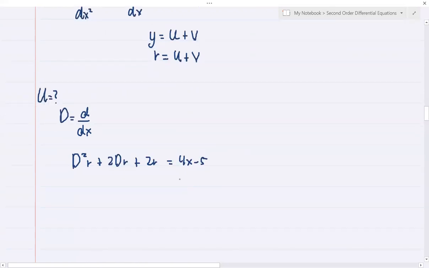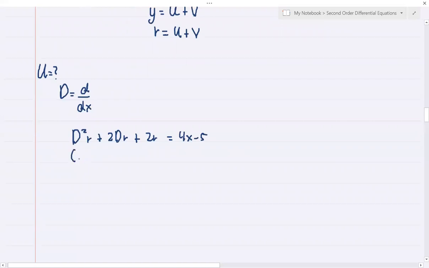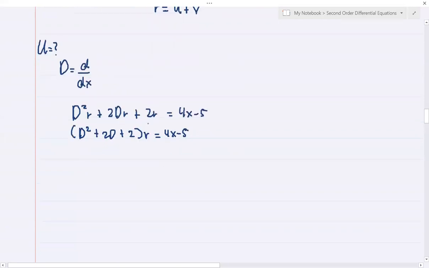So we're going to factor out your r here. So we will have D squared plus 2D plus 2 times r is equal to 4x minus 5. Okay, that's it. So this is your D operator form as always. Now we will substitute your D as your m and equate this expression to 0, to find your auxiliary equation.